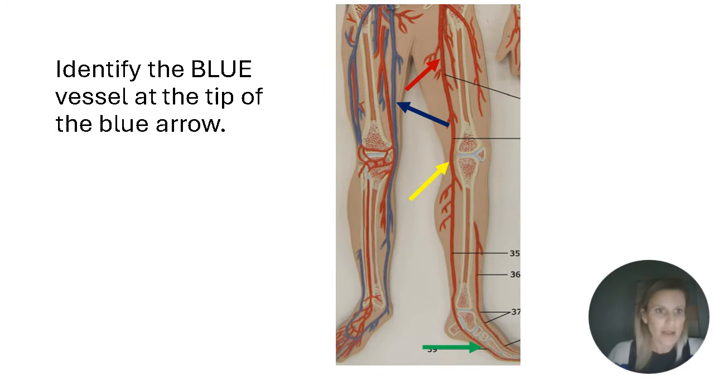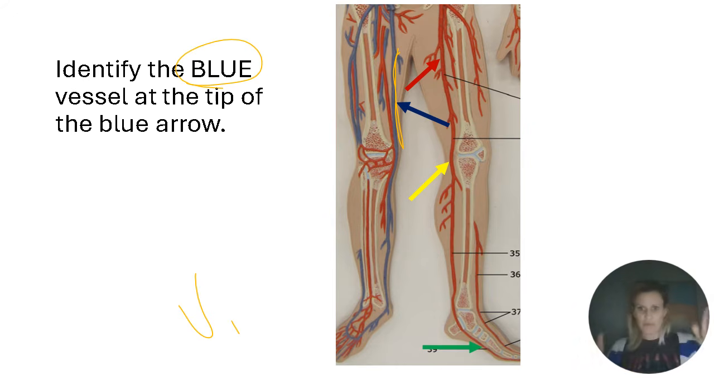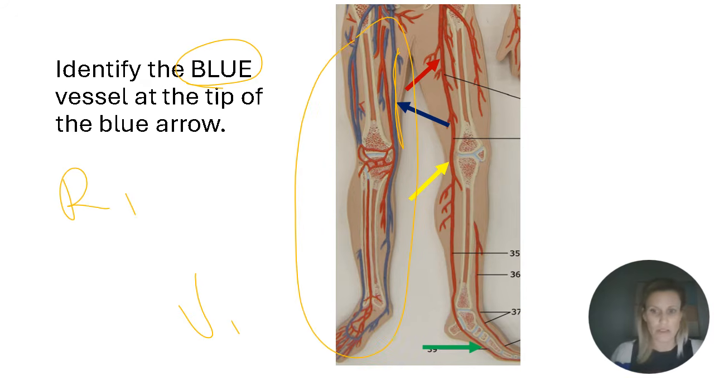Identify the blue vessel at the tip of the blue arrow. The blue vessel means we're looking at a vein. The blue arrow is pointing right here. Remember, you have to switch yourself around. This is the right leg, so all the vessels on this leg are going to be right. So right vein, we just need to see which one it is. This is pointing to the great saphenous vein.